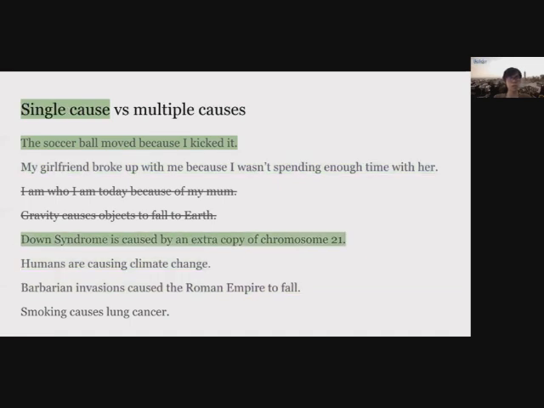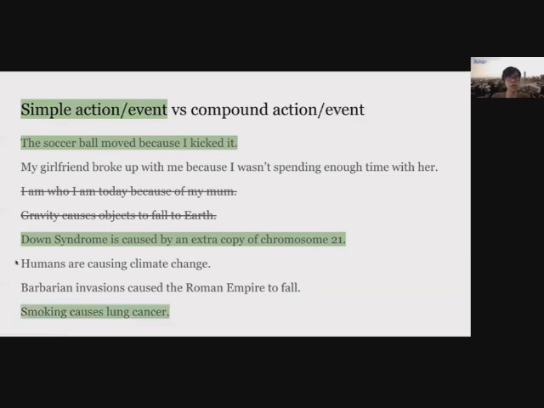Here are other ways of trying to distinguish between the sentences. Some of them are about single causes, some about multiple causes. Multiple causes means that for B, A might not be the only cause. There might also be other causes that work together with A to cause B. Another way of looking at the differences is whether they talk about a simple actional event or a compound actional event. For instance, climate change is very complex. This means that when we say humans are causing climate change, we really mean causation in a different sense compared to when we talk about something simpler.